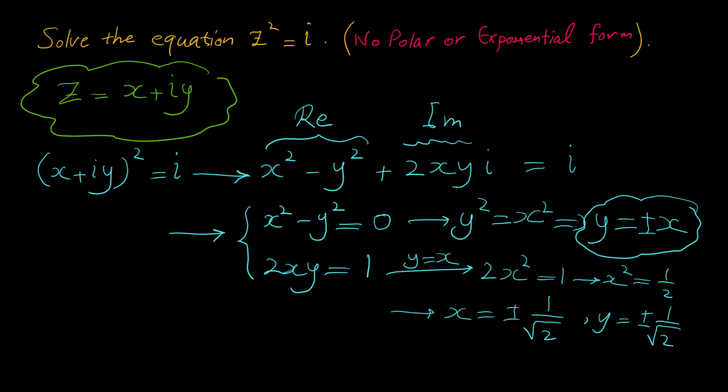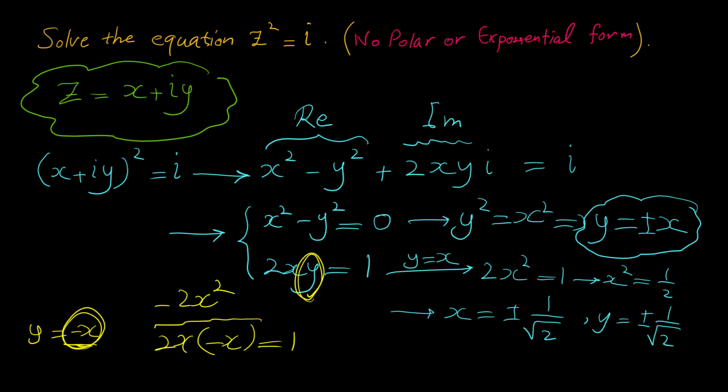But what about the other case? Don't forget, we have the other case. y can be equal to negative x. Please pay attention, if y equals negative x, and we replace this y here with negative x, then we have 2x times negative x equals 1. Then we have negative 2x² equals 1. And from here, x² equals negative 1/2.